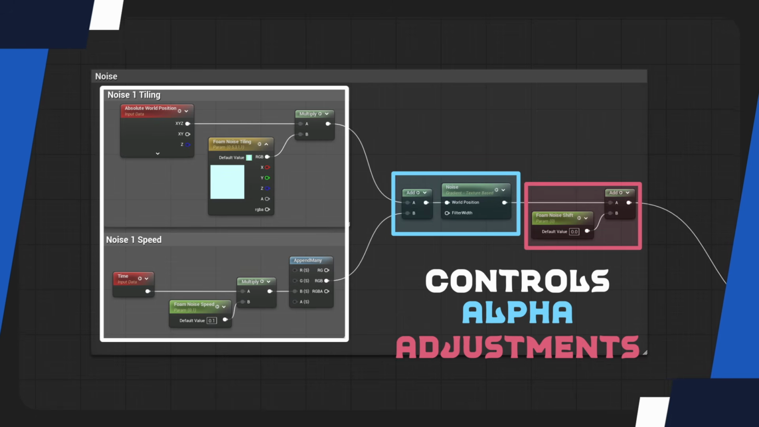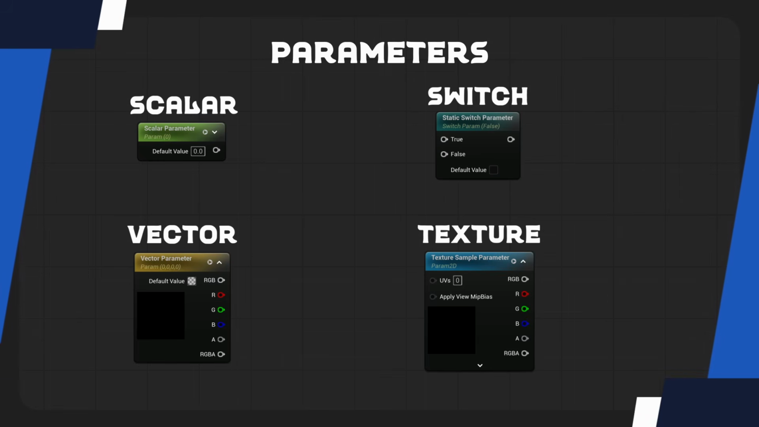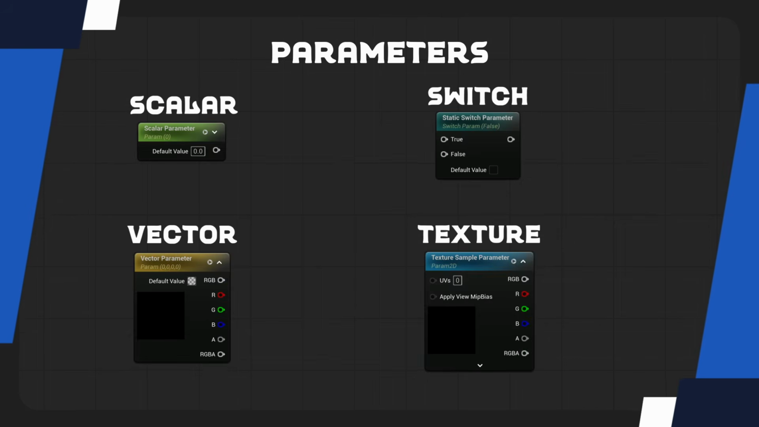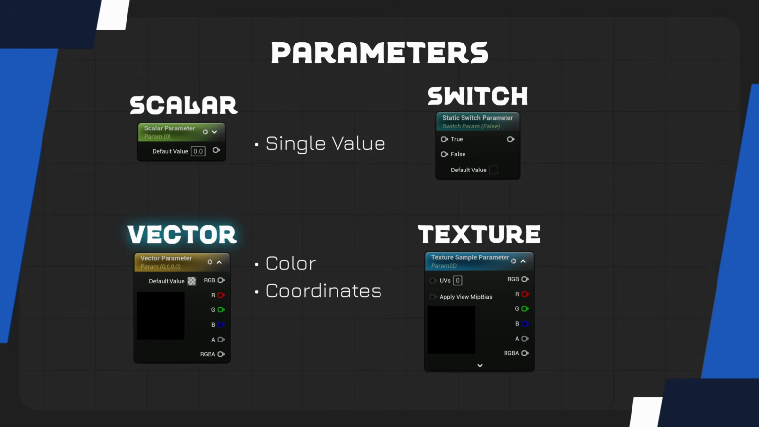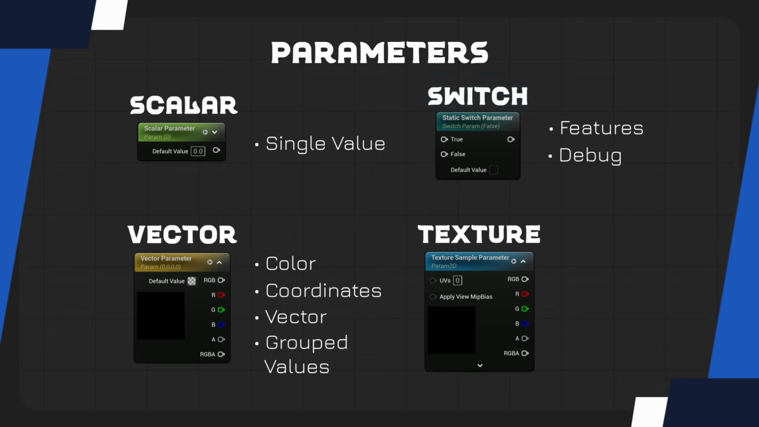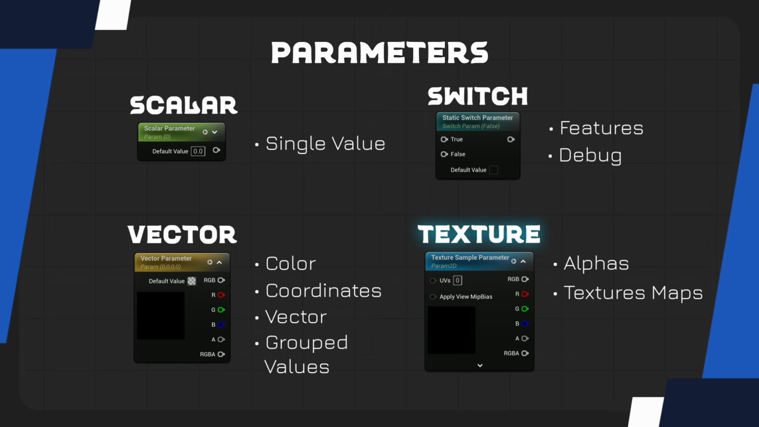Most of these nodes are exposed as parameters in the material instance. When I was first introduced to parameters, I thought they were something more complex than the nodes that I was using before. But all a parameter is, is a node that's exposed in the material instance for manual control by the artist. The four most common parameters are scalars, used to control a single value, vectors, which can be used for colors, coordinates, directional vectors, or simply grouping values, static switches, which can be used for turning features on and off or debugging, and texture parameters, which allows the artist to control the alpha or texture maps used in a graph.